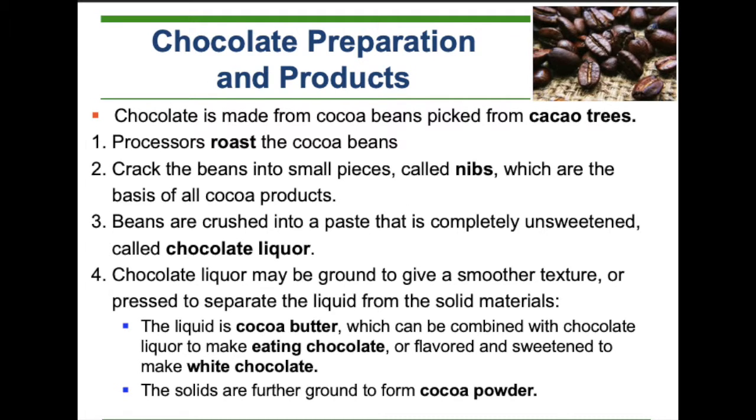Okay, all about chocolate. Chocolate is made from cocoa beans, which are picked from cacao trees. People process it by roasting the cocoa beans. They crack the beans into really small pieces called cocoa nibs, which are the basis of all cocoa products. Beans are crushed into a paste that is unsweetened and called chocolate liqueur. Chocolate liqueur can be ground to give it a smoother texture or pressed to separate the liquid from solid materials. The liquid is cocoa butter, which can be combined with chocolate liqueur to make eating chocolate, or flavored and sweetened to make white chocolate. The solids are further ground to form cocoa powder, which we use in a lot of baking applications too.